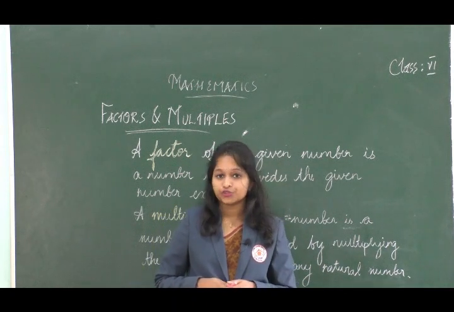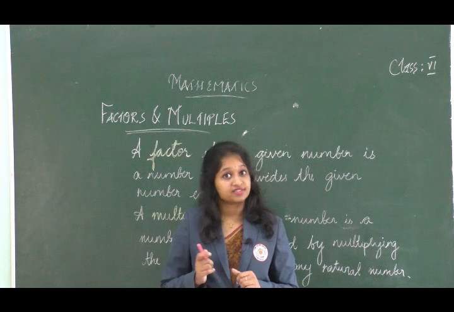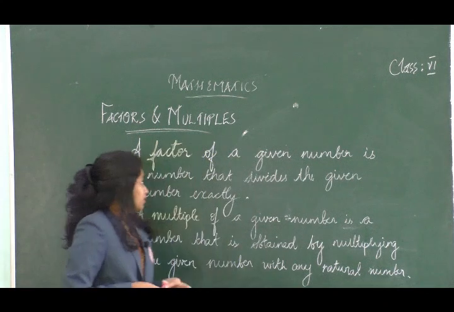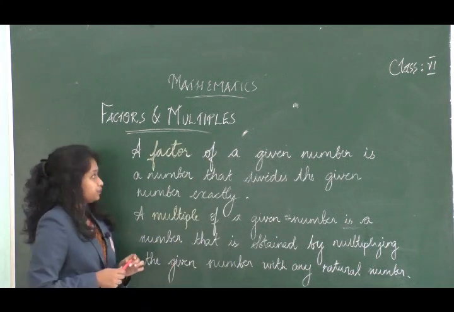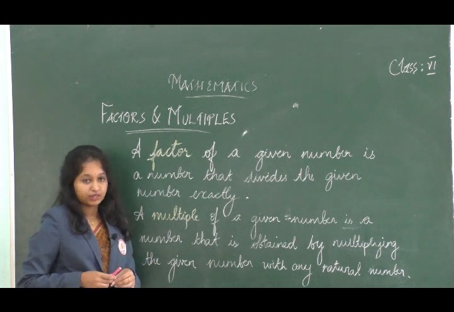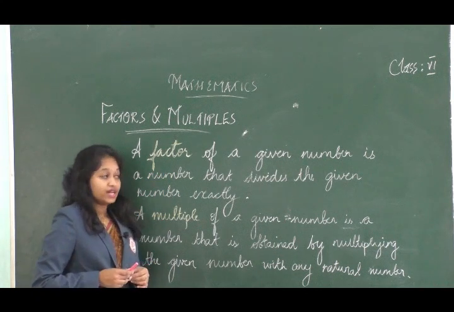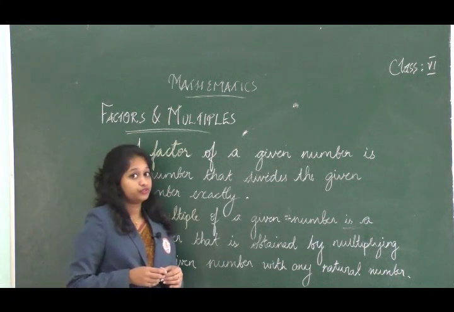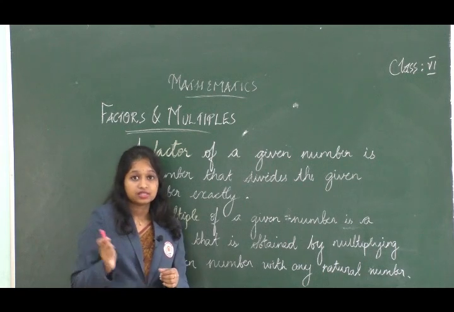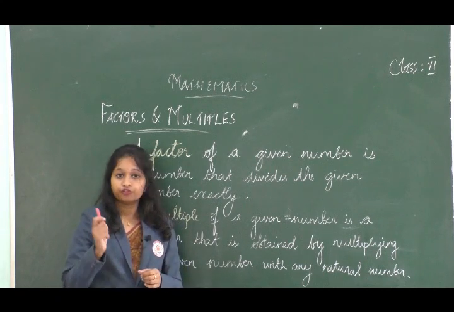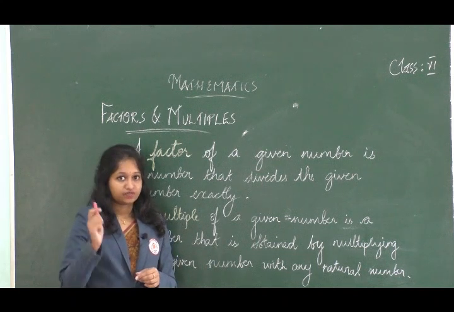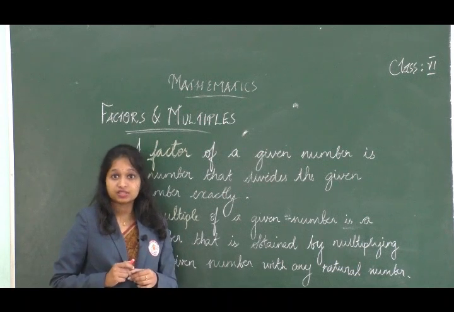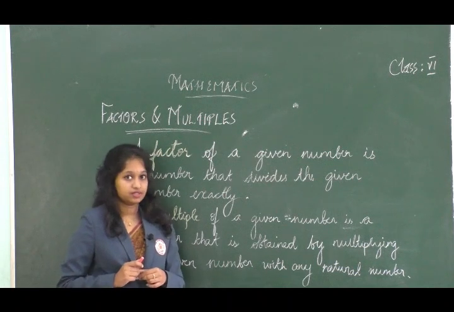Now let us move on to our next topic, that is factors and multiples. Have you heard of it? Okay, now let me tell the definition first. A factor of a given number is a number that divides the given number exactly. Now, what are the factors of 4? It is 1, 2, 4. Yes, we can divide 4 by 1, it is 4. 4 by 2, it is 2. 4 by 4, it is 1.